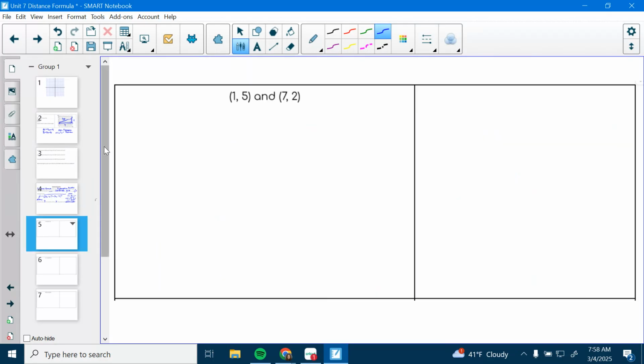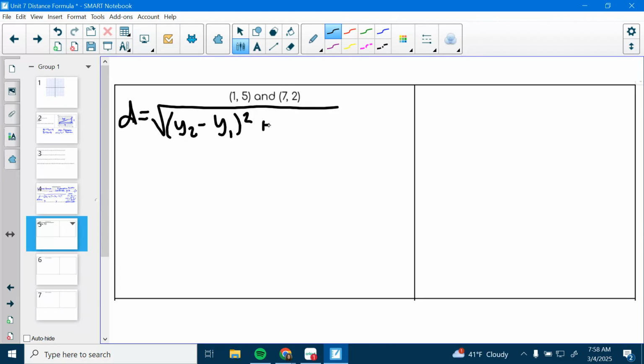So let's do an example. The first thing I'm going to do is write out my distance formula. Okay? My distance formula says that the distance between 2 points is equal to the square root of y2 minus y1 squared plus x2 minus x1 squared. Okay, now that I have that, I'm going to identify what is my x1, what is my y1, what is my x2, what is my y2. So I'm going to choose a point to be point 1. And what's nice is it doesn't matter which point I choose to be point 1.